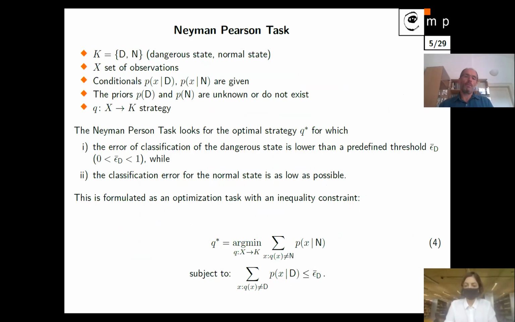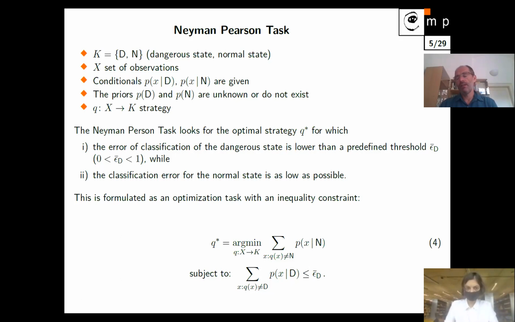So the first formulation will be the Neyman-Pearson task. Most of you know it, and I'm not sure you would recognize it as such, because this is often referred to as hypothesis testing in statistics. We'll cover the task only for two hidden states or two classes. And to make the terminology easy to remember, I will call these two states or classes the dangerous state and the normal state.